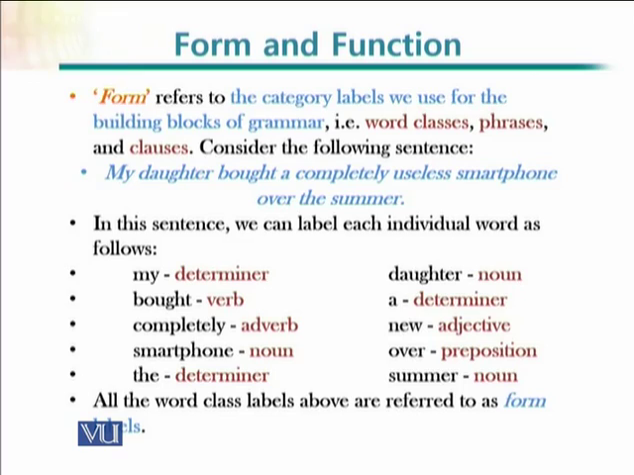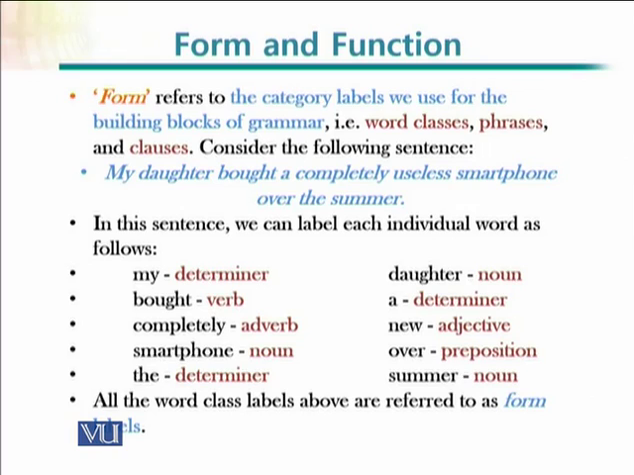Form refers to the category labels we use for the building blocks of grammar. Those are word classes, phrases, and clauses. Consider the following sentence in front of your screen: my daughter bought a completely useless smartphone over the summer. In this sentence, we can label each individual word as follows.